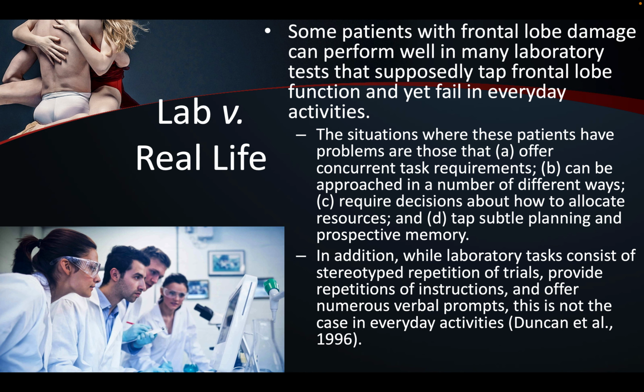The situations where these patients have problems are those that A, offer concurrent task requirements, B, can be approached in a number of different ways, C, require decisions about how to allocate resources, and D, tap subtle planning and prospective memory. In addition, while laboratory tasks consist of stereotyped repetition of trials, provide repetitions of instructions, and offer numerous verbal prompts, this is not the case in everyday activities.